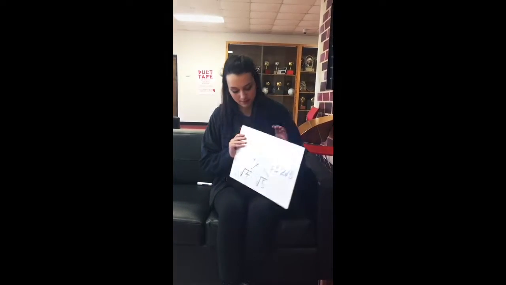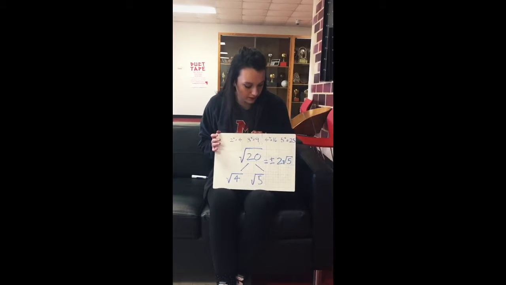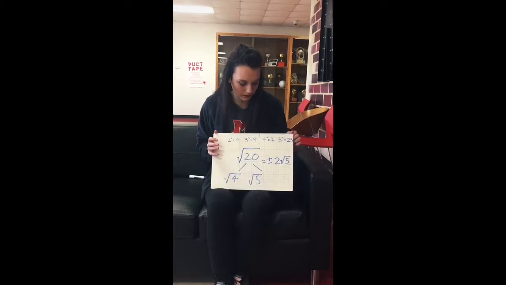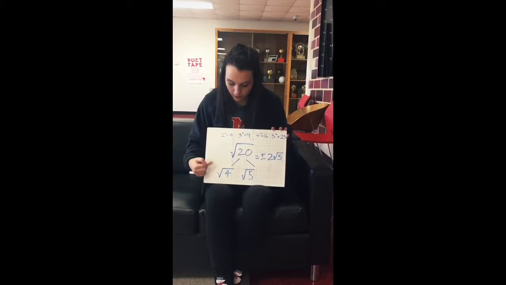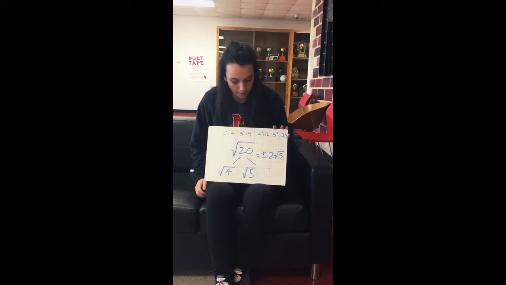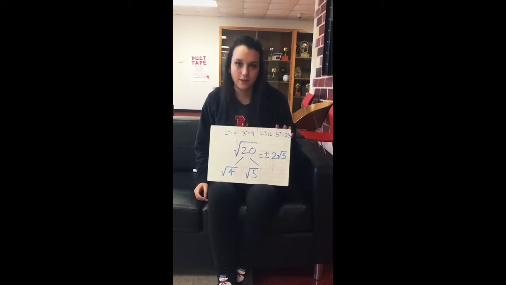If the radical cannot be simplified evenly in the first step, then you must see if the radical can be divided evenly by a squared number, like 2 squared equals 4, 3 squared equals 9, 4 squared equals 16, and 5 squared equals 25. For example, the square root of 20 can be divided into the square root of 4 and the square root of 5. Once you simplify that, it equals plus or minus 2 square root of 5.